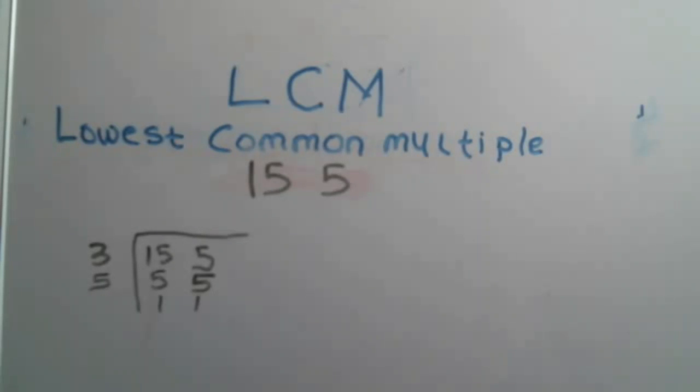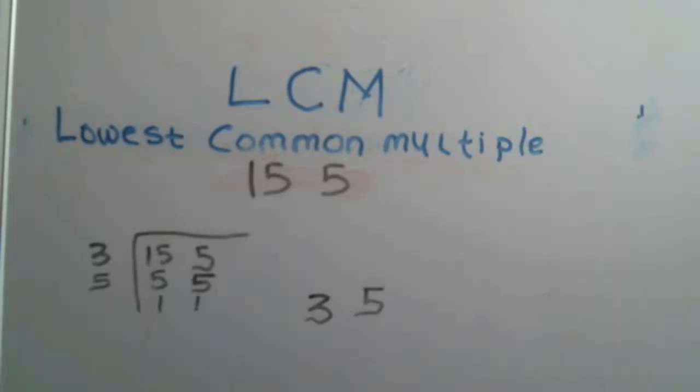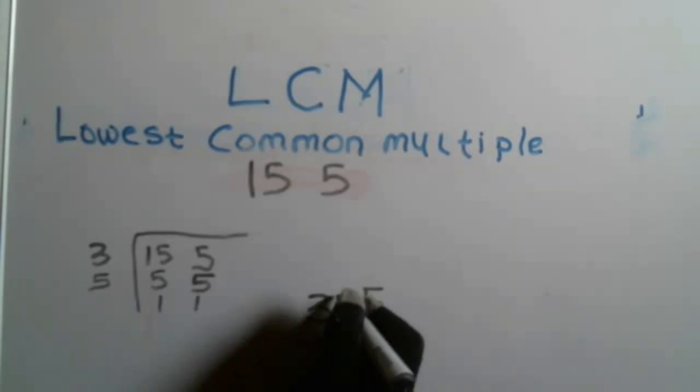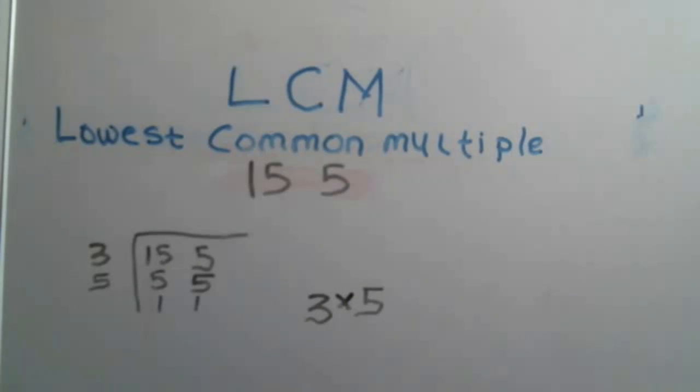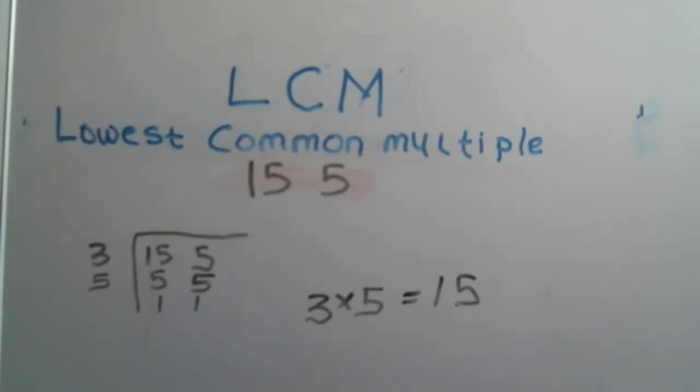So what numbers have we generated? We generated 3 and 5. These are the numbers that will give us the LCM of 15 and 5. So what do we do with these two numbers? We multiply them by each other. So 3 multiplied by 5 should give us what? 15. Is that what you got? Okay, 3 times 5 is 15. So the answer is 15. That is, the LCM of 5 and 15 is 15.